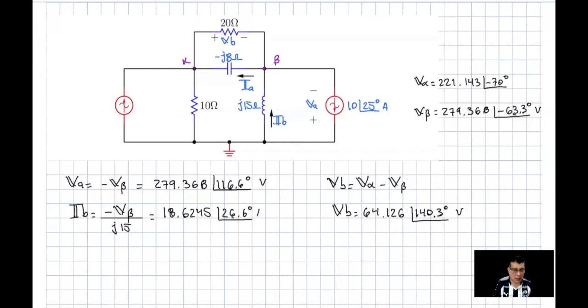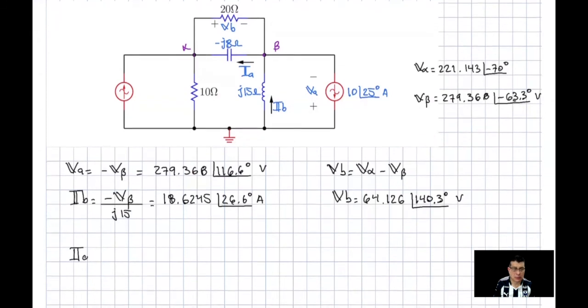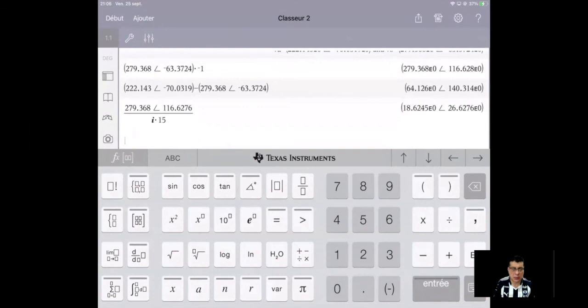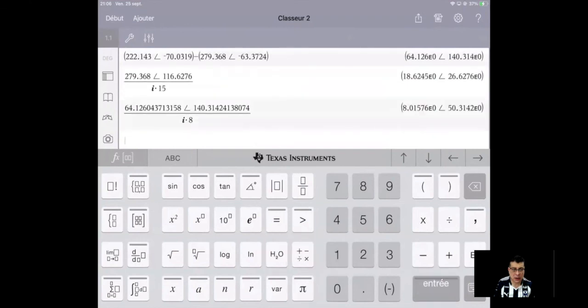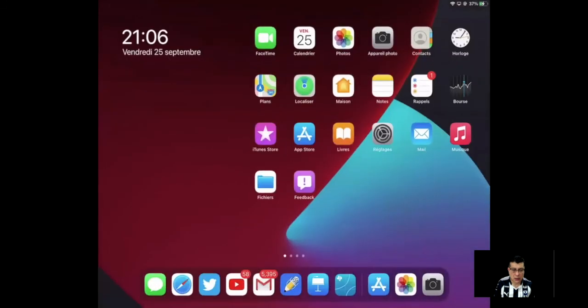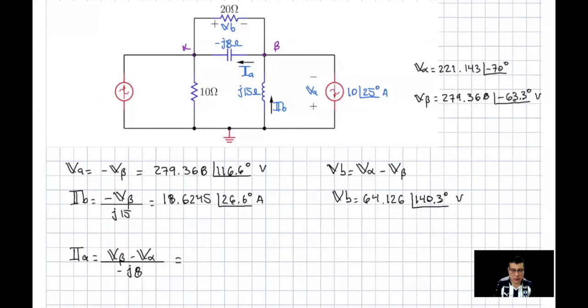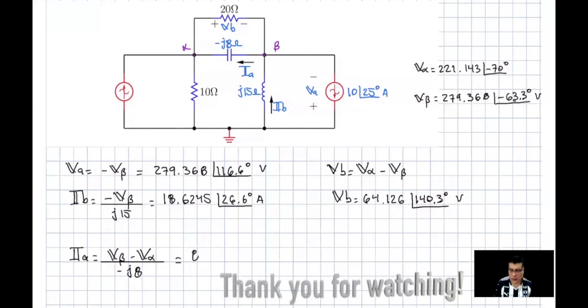Finally, IA, that is equal to V beta minus V alpha over minus J8. I already have V alpha minus V beta, and I just multiply this times minus 1. That is going to be exactly the same as if I type only IA, and my result is going to be 8.0157 with an angle of 50.3 degrees.